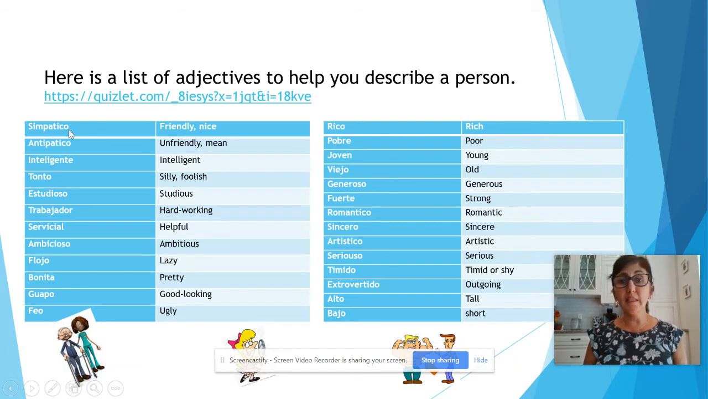If I said simpático, that's like saying friendly or nice. Antipático, unfriendly or mean. Inteligente, intelligent, smart. Tonto, silly or foolish. Estudioso, studious. What you're doing now, you're being studious. Trabajador, hardworking, like you are now, hardworking, learning your English. Servicial, that means helpful. That's a great way to describe yourself.